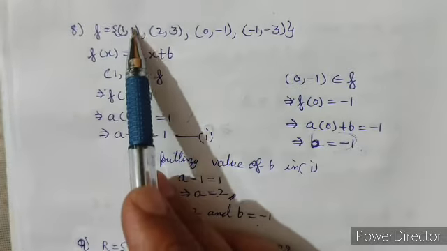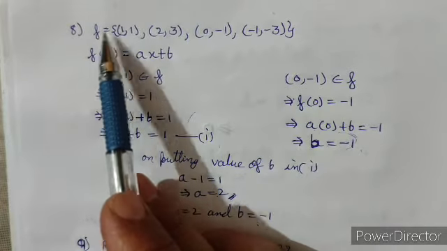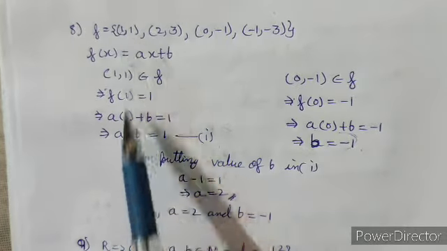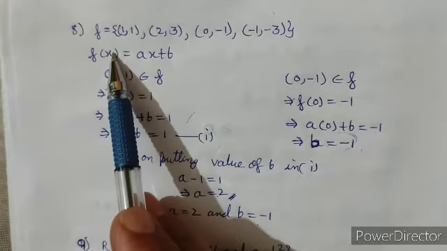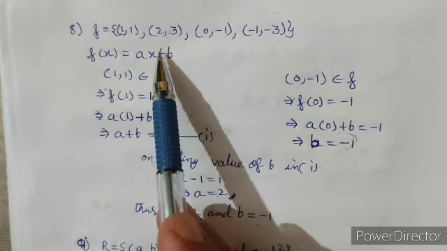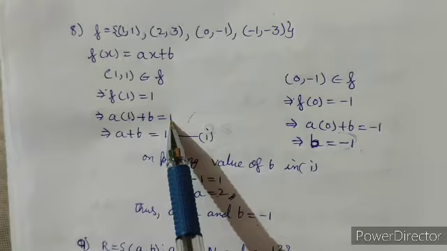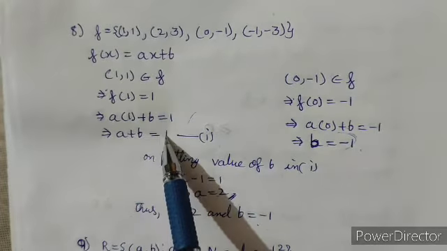Now here (1, 1) belongs to f. That means f of 1 is equal to 1. Now f(1) will be equal to a into 1 plus b, and that was equal to 1. That means a plus b equals 1.